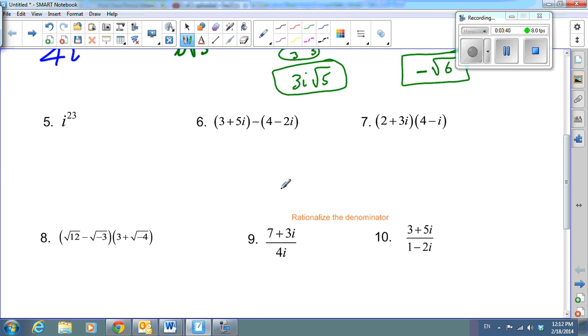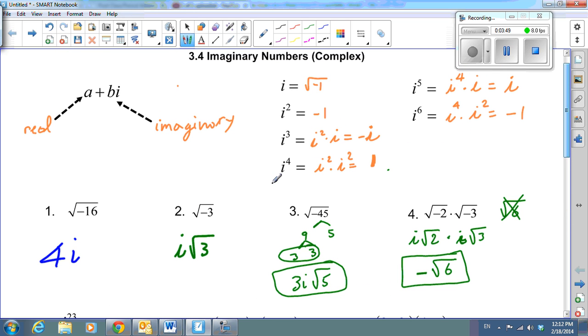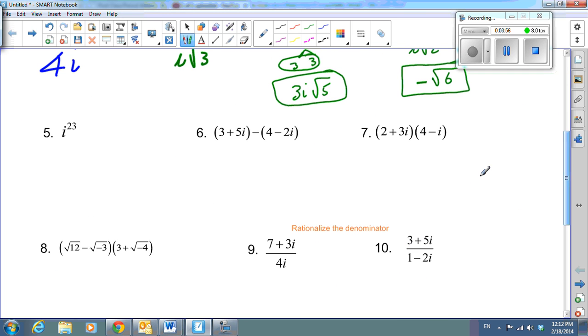Number 5, I have i raised to the power of 23. There are multiple ways of doing this. If you memorize the three things that I asked you to memorize earlier, meaning i to the 4, i cubed, and i squared, you can easily solve this. For i to the 23, I will do it two different ways. The closest multiple of 4 in 23 is 20, so i to the 23 is i to the 20 times i to the power of 3.